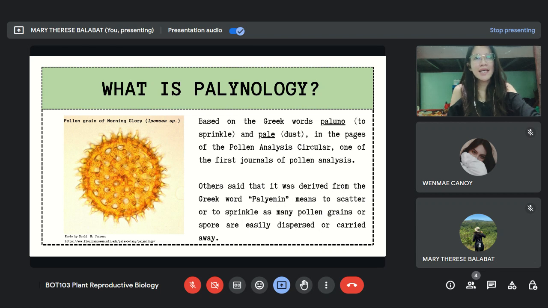Although this study is very old, going back to prehistoric times, with the invention of the compound microscope, spores and pollen were identified as morphological entities. Later on, the invention of the scanning electron microscope and the transmission electron microscope gave a new dimension to the field of palynology.